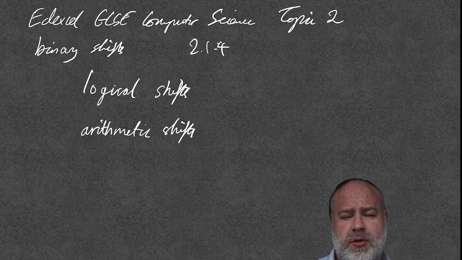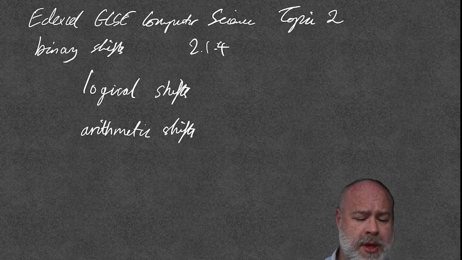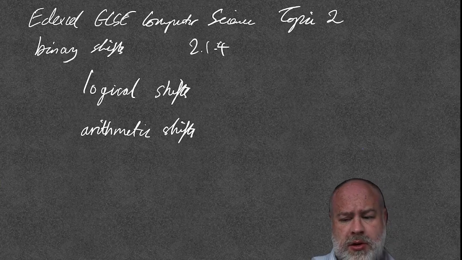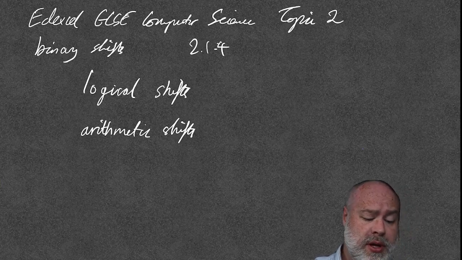We're going to be exploring the topic of binary shifts under the Edexcel GCSE Computer Science program. This will cover specification 2.1.4, and there are two types of shifts you need to know about: logical and arithmetic shifts. Students usually mess up arithmetic shifts because they forget some of the rules associated with it.